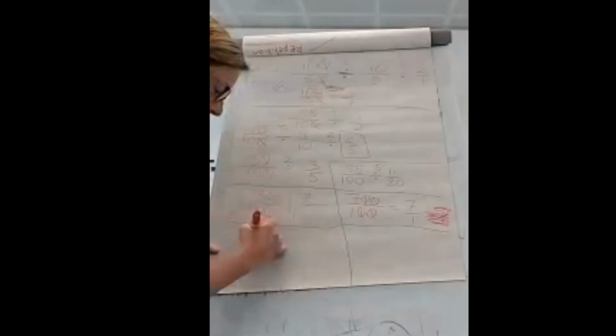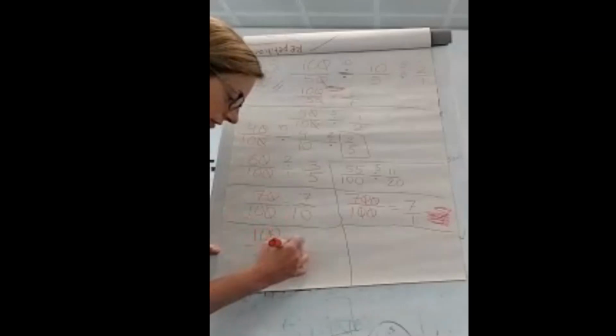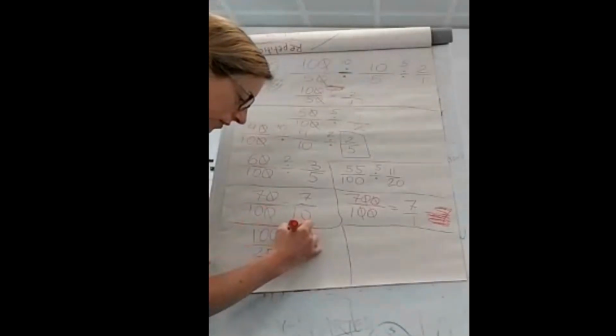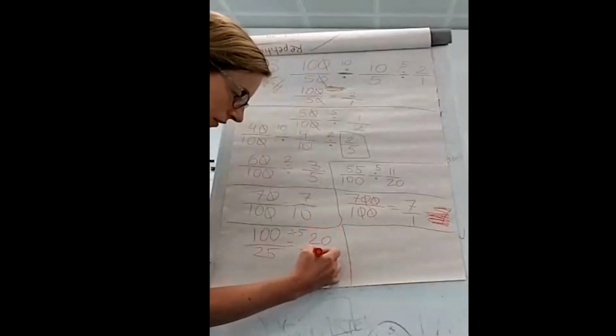So what about 125? So this can be divided by 5. Divided by 5. That's 20. Divided by 5. So it still goes 5 divided by 5 again. That's 4 over 1. So 100 divided by 5 is 20. 25 divided by 5 is 5. So it's got to be broken down again.